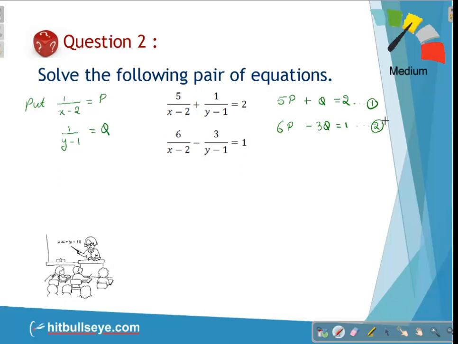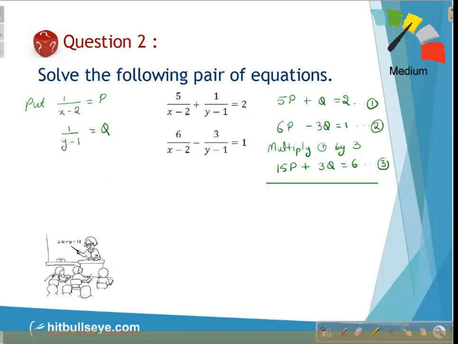Now again I could use the two methods to solve this question. I'm choosing the elimination method to solve this question. For that I'm multiplying equation 1 by 3 on both sides to eliminate the value of q. So what I get is 15 times p plus 3 times q is equal to 6. This becomes my third equation.